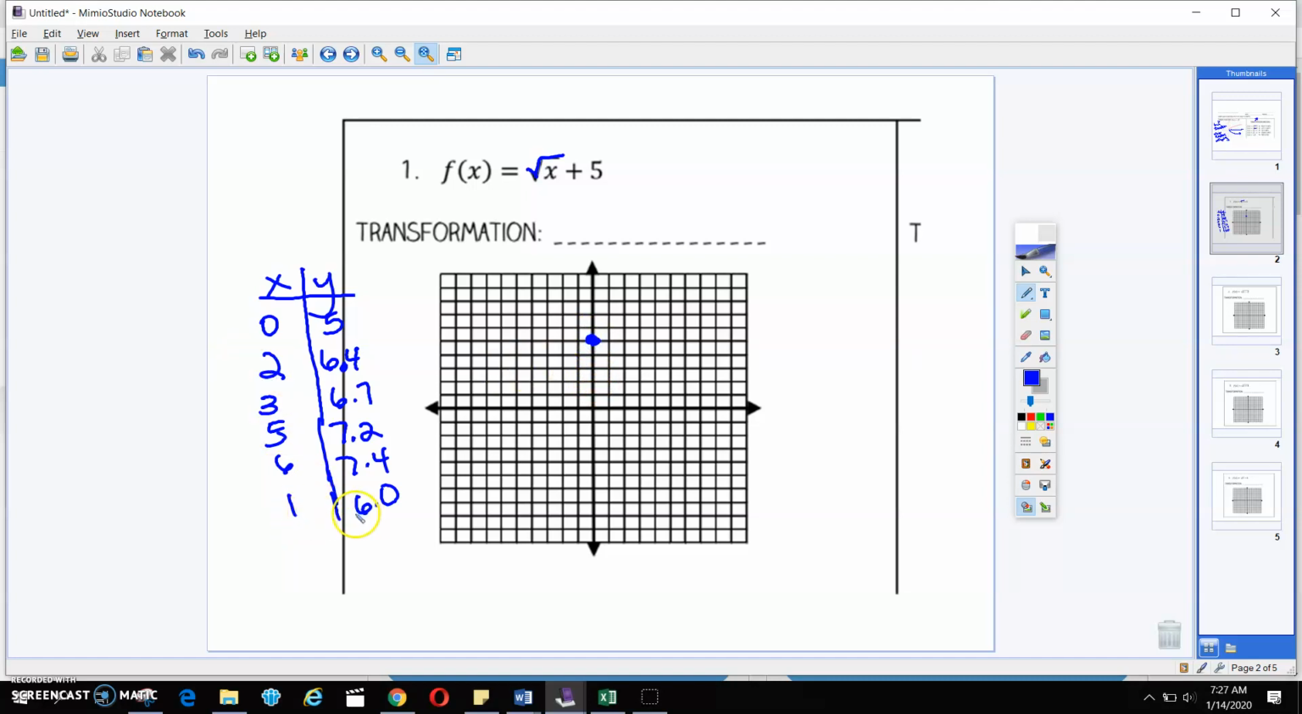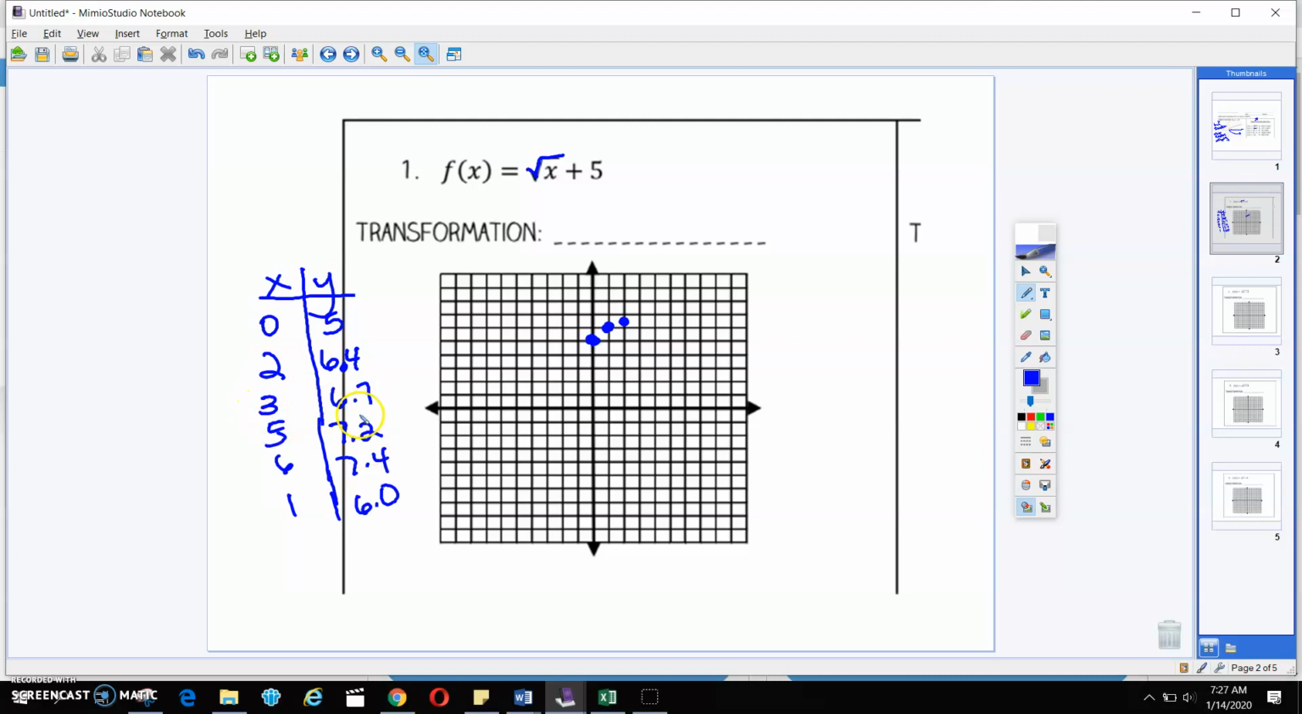I've also got 1, 6. So I'm going to go to the right one and up to 6. I've got 2, 6.4. So I'm going to go right 2 up to 6.4. And 6.4 is going to be like in between 6 and 7. It doesn't have to be completely exact because you're hand graphing this.